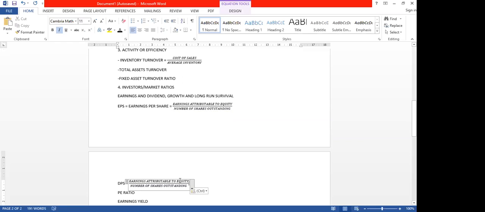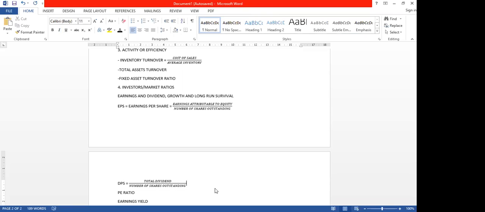Of course, you know the difference between earnings per share and dividend per share is retention. Do you agree with me? Yes, sir. So it's total dividend. The difference between earnings per share and dividend per share is just retention.